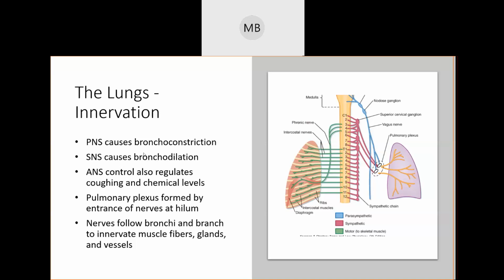So your parasympathetic nervous system, when you are resting and digesting, is going to cause bronchoconstriction, right? That means that when you are sleeping, it's going to close off and tighten up your bronchial tubes a little bit more. That way you don't accidentally breathe in stuff you shouldn't be breathing in, right?